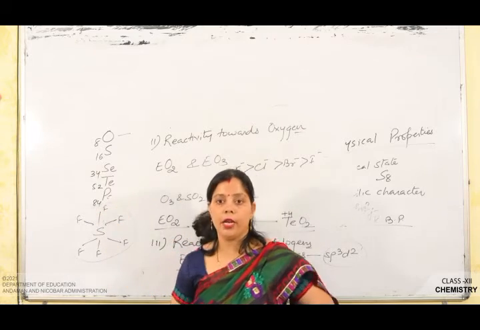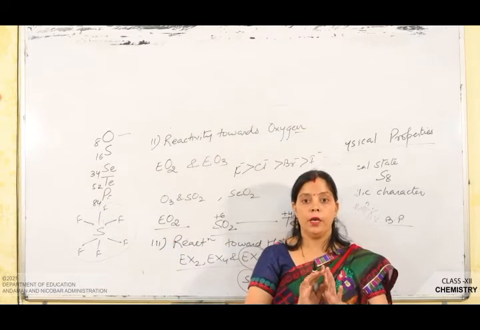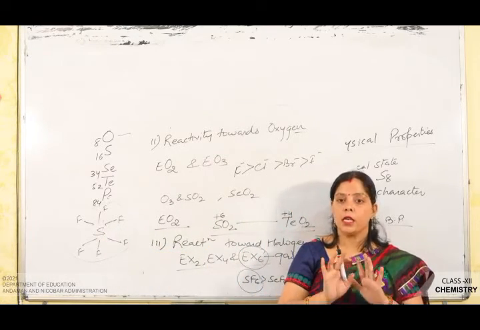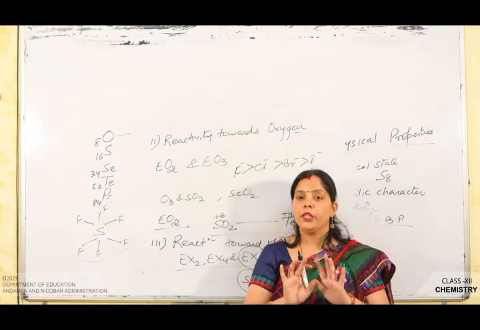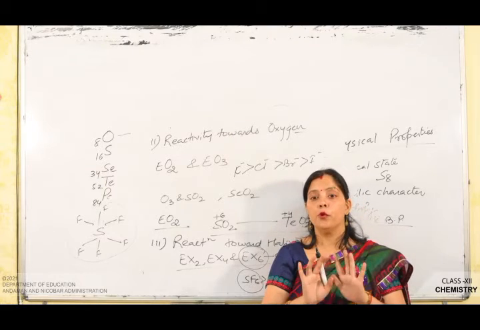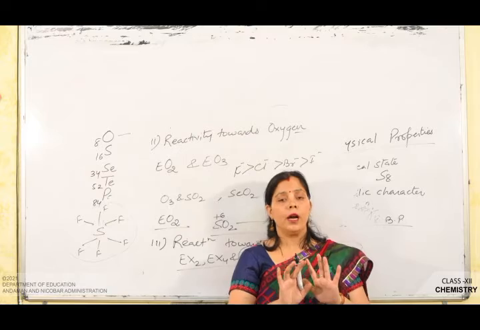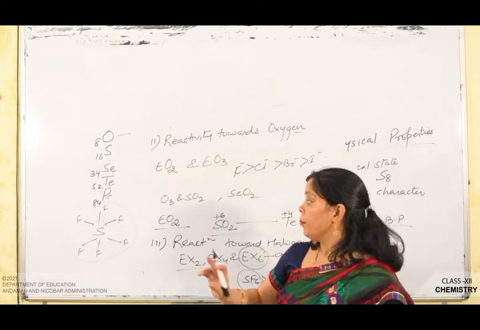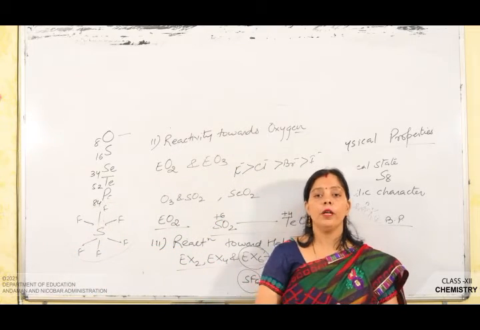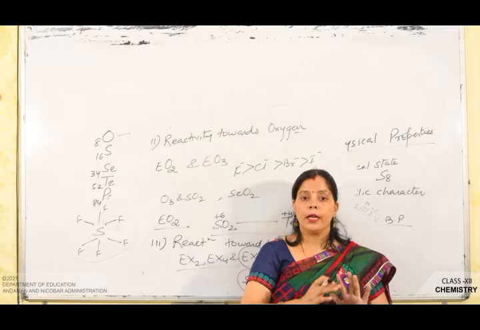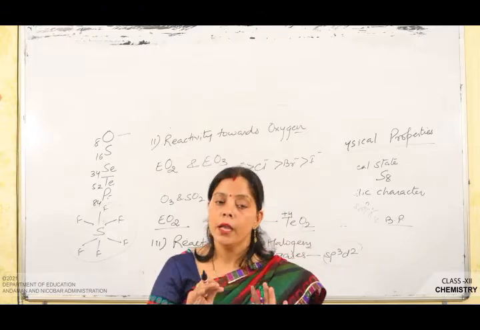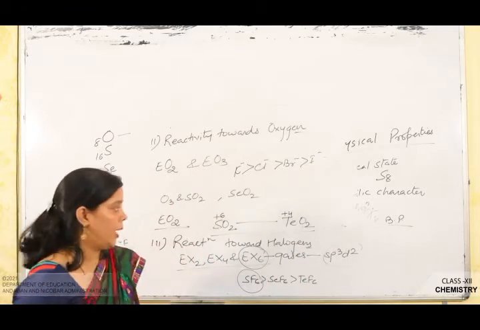SF6 is chemically inert and unreactive, and it is thermally stable due to the fact that all the 6 fluorine atoms sterically protect the sulfur atom from attack by reagents, making it thermodynamically more stable. For example, the hydrolysis reaction does not occur, because the sulfur is sterically protected by the 6 fluorine atoms. However, as the size of the central atom increases, the steric hindrance decreases, and hence hydrolysis becomes easier.